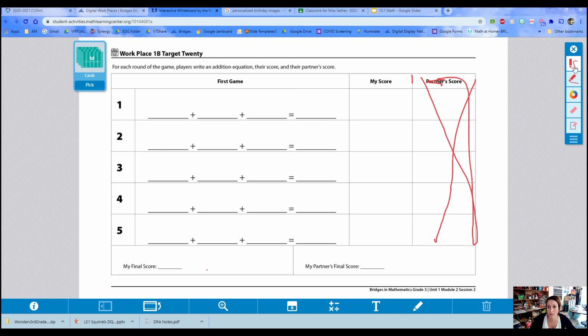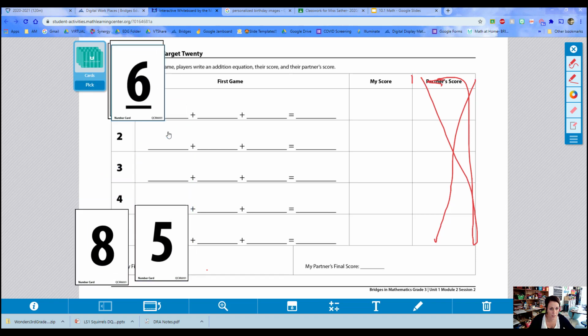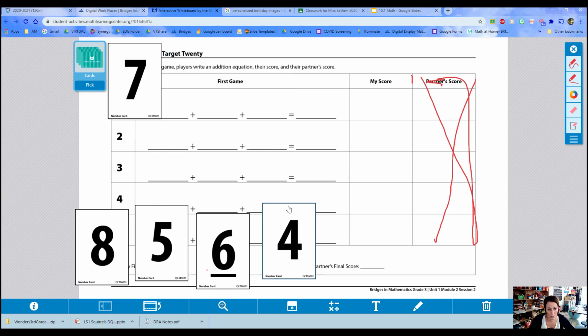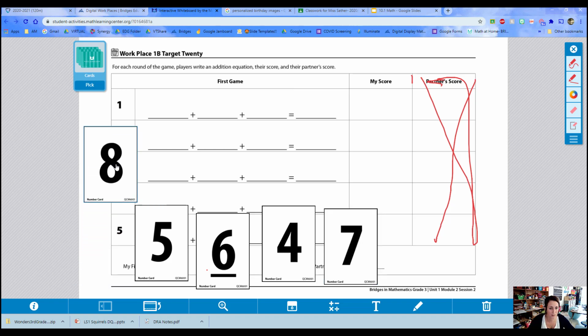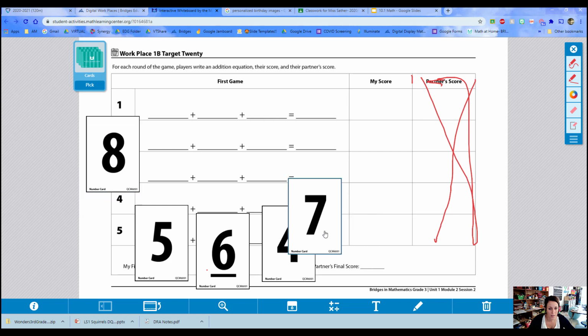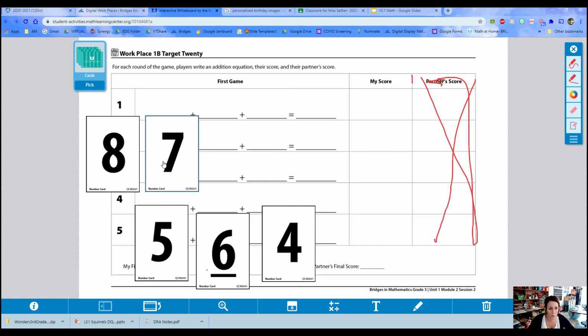Step number 1 said to draw 5 cards. So I'm going to draw 5 cards. 1, 2, 3, 4, 5. I'm going to spread them out by just clicking and dragging on them. So I'm trying to get to 20, as close to 20 as I can without going over. I'm going to start with my bigger numbers and see how close I can get. So I have 8 is the biggest number, and 7, which I know equals 15, using a doubles minus 1 fact. 8 plus 8 is 16, minus 1 is 15.